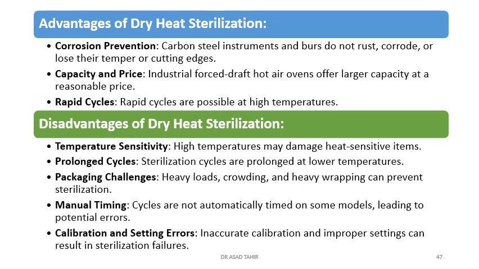Advantages of dry heat sterilization. Corrosion prevention. Carbon steel instruments and burrs do not rust, corrode, or lose their temper or cutting edges. Capacity and price. Industrial forced draft hot air ovens offer larger capacity at a reasonable price. Rapid cycles. Rapid cycle possible at high temperatures.